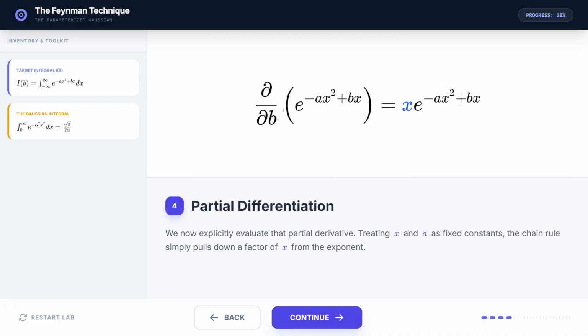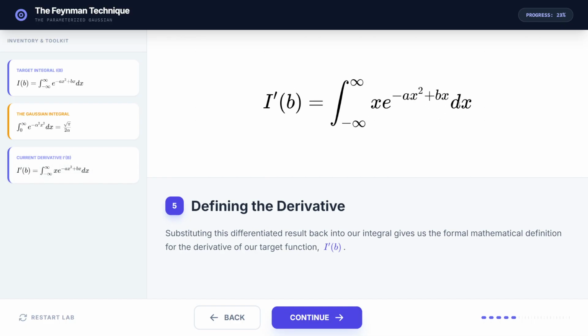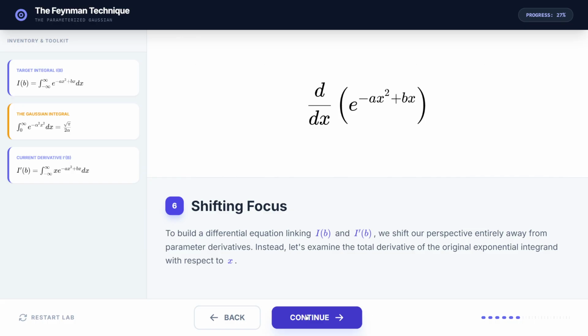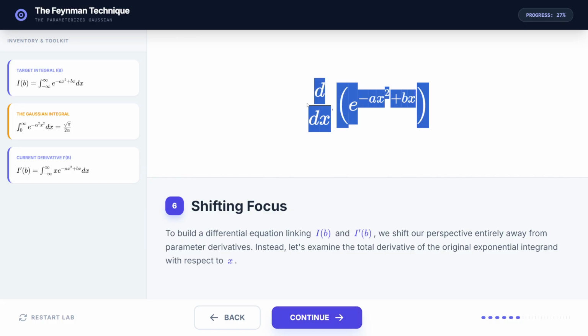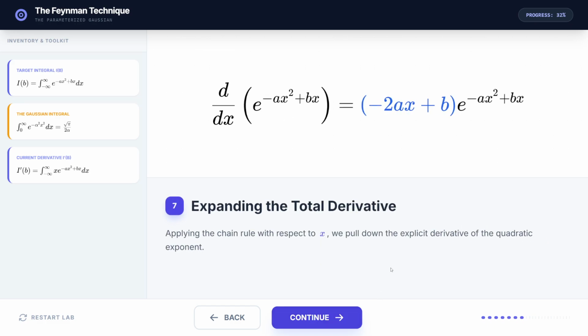So the partial with respect to b of our integrand is just this, so we can replace it. So now we have I prime of b is equal to this. All right, great. Now let's take a little detour here, and let's consider the derivative with respect to x of our integrand. Well, the derivative with respect to x of our integrand is going to give us this.